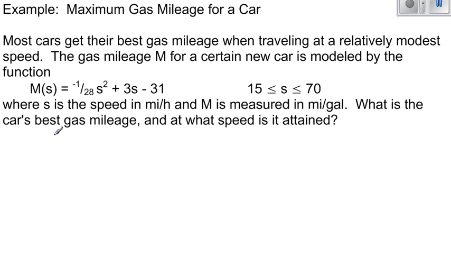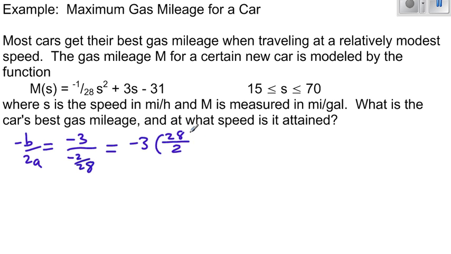So let's find the vertex by our formula, negative b over 2a, negative 3 over 2 times negative 1 over 28. So that's negative 3 over negative 2 over 28. Since we're dividing fractions, we flip and multiply. So that's really negative 3 times 28 over negative 2. It'll be a negative 28 over negative 2, so it is a positive 3 times 14.